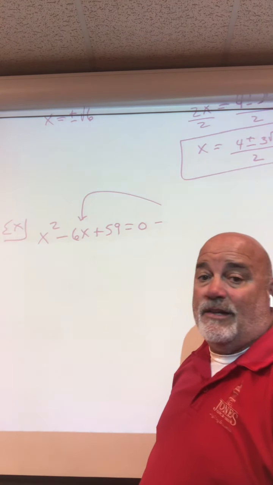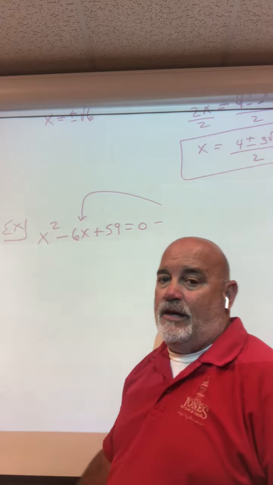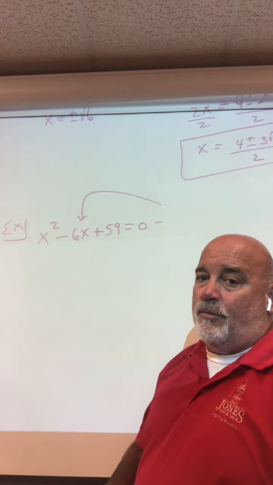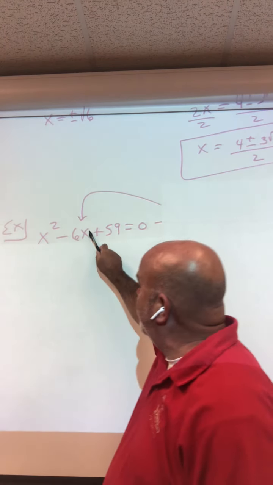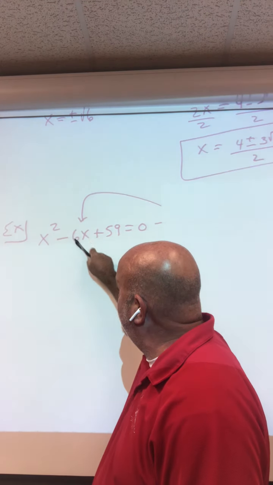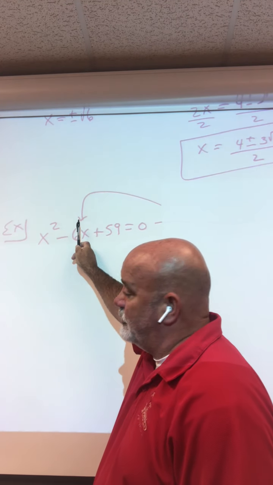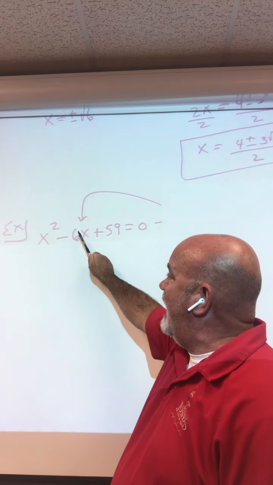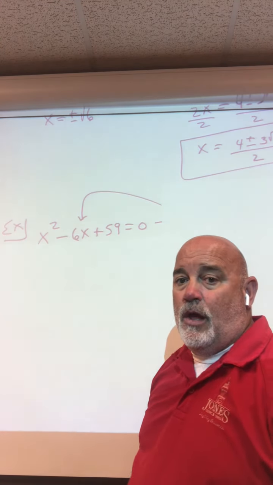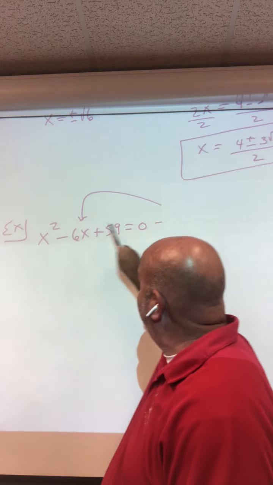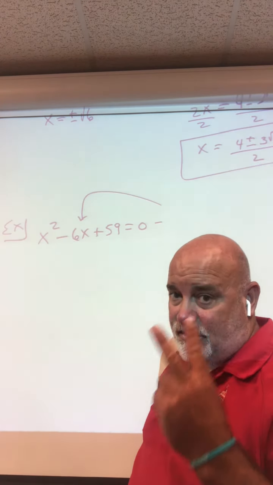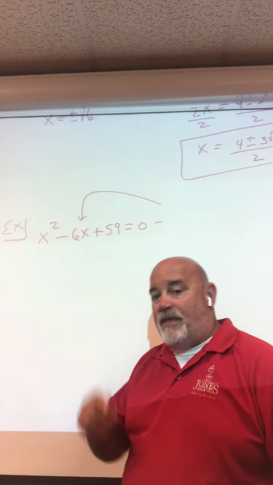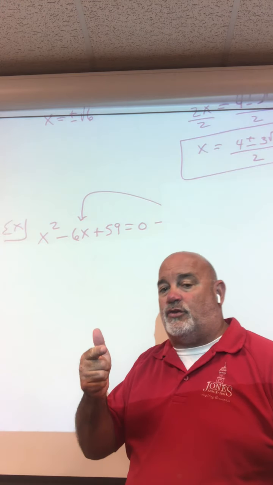Well, let's try the square root property. Can't use the square root property either. The reason I can't use the square root property is this has a middle term. Remember the square root property, you can only have a square term and a constant term. I have a middle term also. So this is a quadratic equation that has 2 solutions that neither the factoring method nor the square root property will work on.